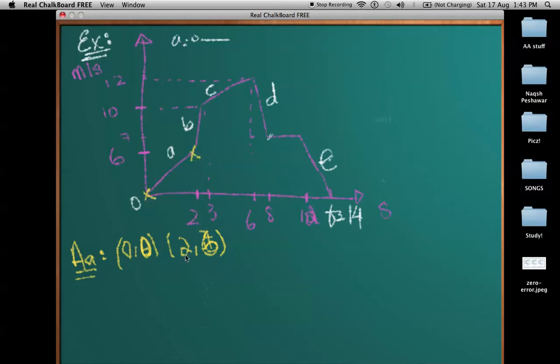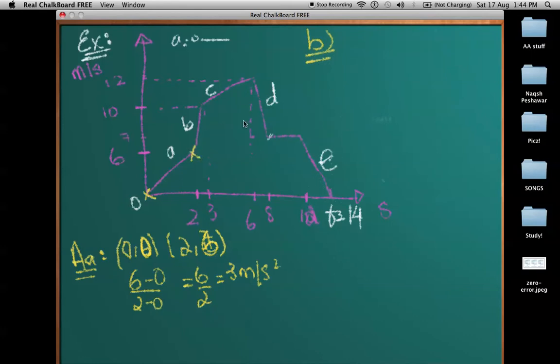So let's see the gradient here. This would be 6 minus 0 divided by 2 minus 0. y2 minus y1 would give me 6 over 2, which is 3 meters per second square. So this is positive acceleration, and with every second it's increasing its speed by 3 meters per second. So we can see that in 2 seconds it has increased its speed by 6 meters per second. So that is correct.